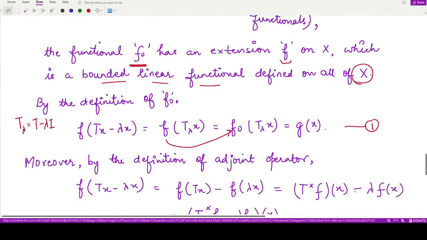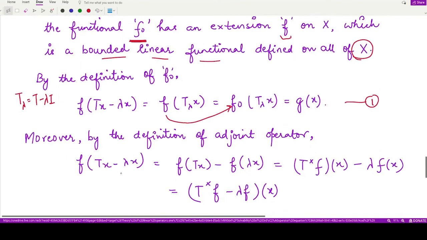The second part gives us another definition for f of Tx minus lambda x. Using the definition of the adjoint operator, first of all, because this is a linear functional, we can separate out the terms. We can take lambda outside, and here we can apply the definition of the adjoint operator. So the first term becomes equal to T cross f of x. Now we can club up all the operator terms together. So this would be T cross f minus lambda f times x. So this is the second definition for f of T of x minus lambda x.